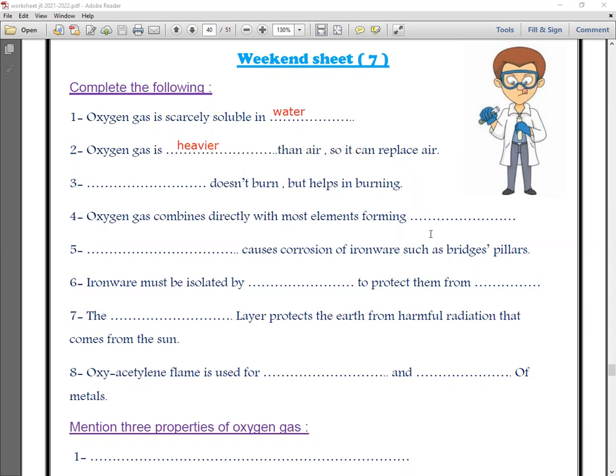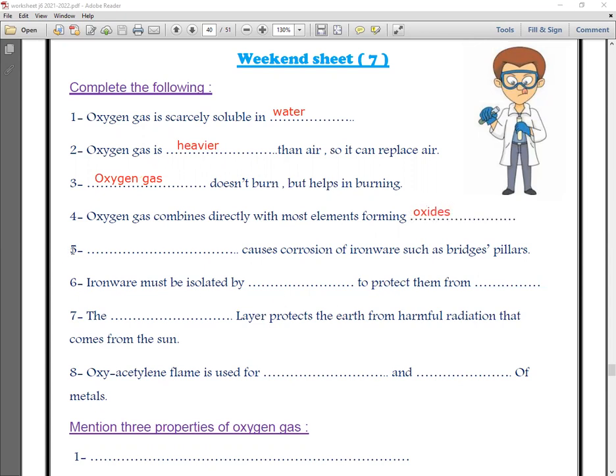So it replaces air. Number 3, what doesn't burn but it helps in burning? So this is oxygen gas. Number 4, oxygen gas combines directly with most elements to form what? To form element oxide. When the oxygen combines with elements, it will form oxides.